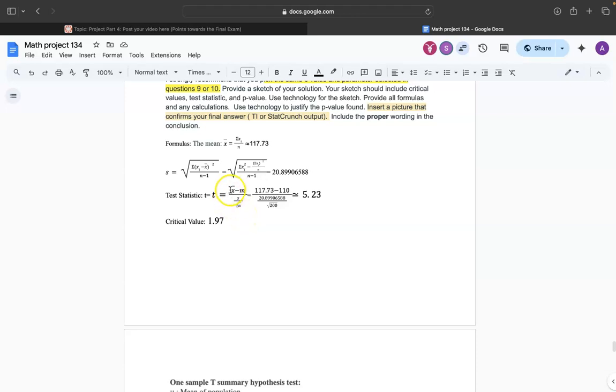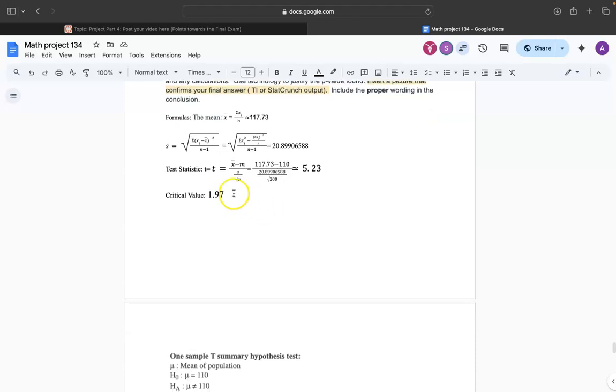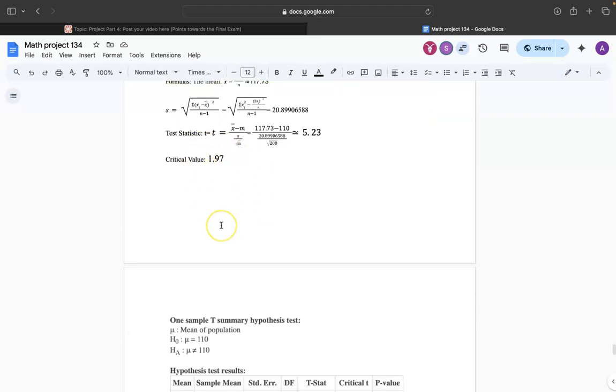For the test statistic, it's going to be t equals x bar minus mu, divided by the standard deviation divided by the square root of n. That's going to give us 117.73 minus 110, divided by 20.89906588, and you're going to divide that by the square root of 200, which gives us the 5.23. As for our critical value, we're going to have 1.97 that we see right here.